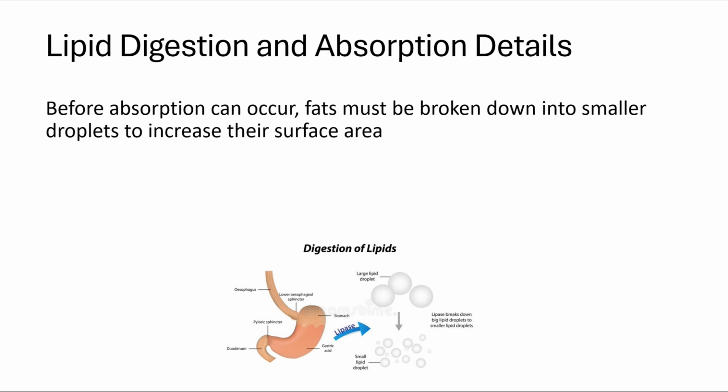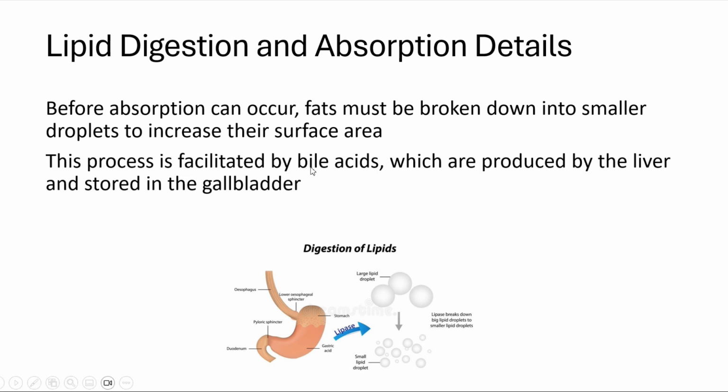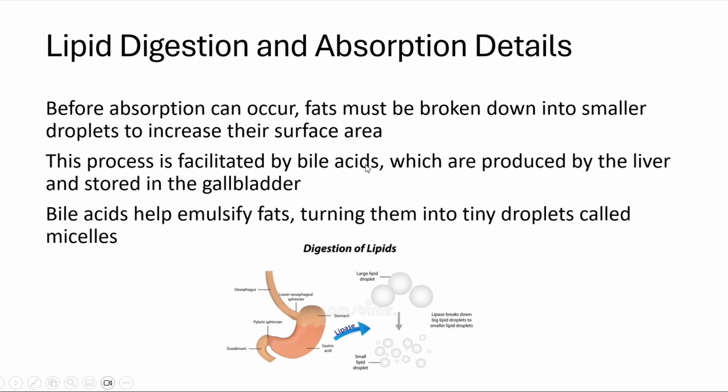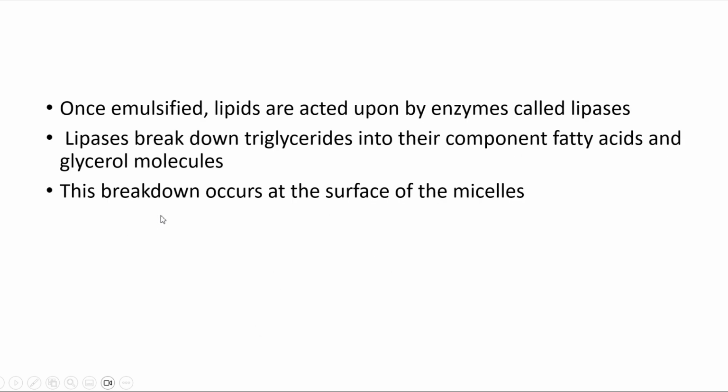Before absorption can occur, fats must be broken down into smaller droplets to increase their surface area. We talked about that. This process is facilitated by bile salts or bile acids, which are produced by the liver and stored in the gallbladder. Bile acids help emulsify fats, turning them into tiny droplets called micelles. Nice. You need to know that word, micelle. Now we're going to go into it. Once emulsified, lipids are acted upon by enzymes called lipases.